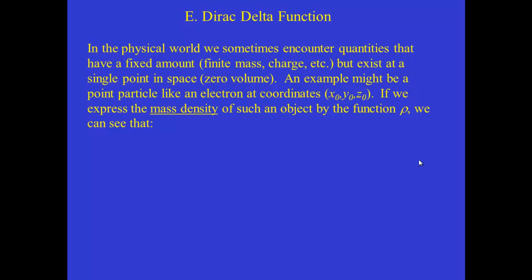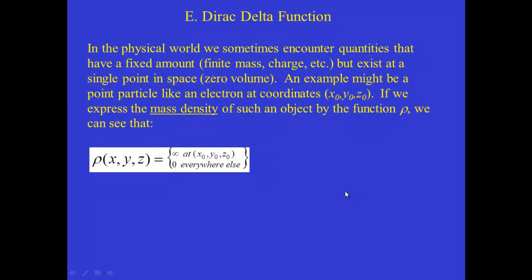For example, think of an electron at a certain point in space. It has a finite mass and a finite charge, and yet the mass and charge are at a single point, at least as far as we know. And so, if we wanted to write down a function for the mass density, which is the mass per unit volume of a point particle, let's call it rho.